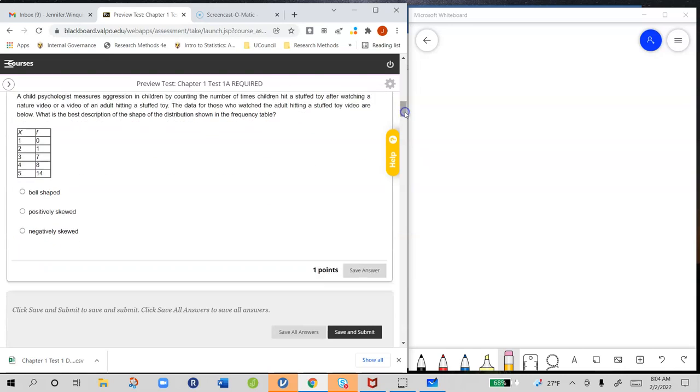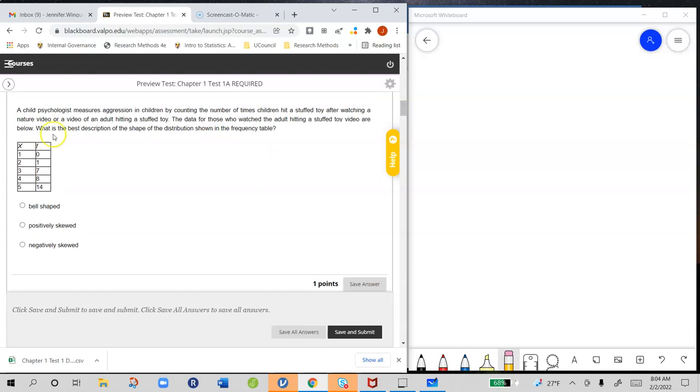Now we're looking at a frequency distribution. Okay. So we have here X's and frequencies. X's are the categories or the scores, and the frequencies are the number of children in each of those categories. Okay. So in this example, we have kids hit the doll either 1, 2, 3, 4, or 5 times, right, listed here. And then the frequencies represent how many people are in each category. We have 0 kids who hit the doll once, 1 hit the doll twice, 7 hit the doll 3 times, and so forth. And we're asking you what's the best description of the shape of the distribution.